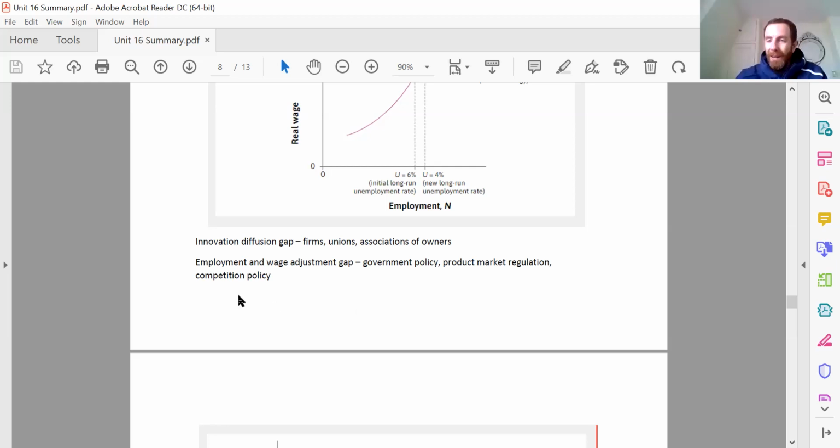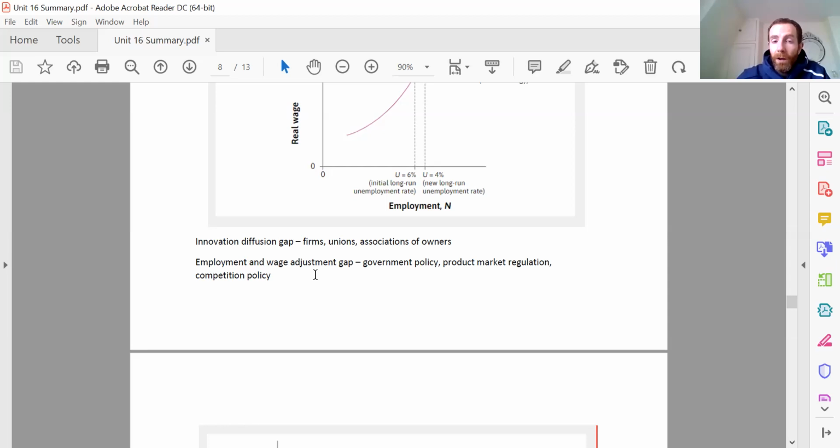So how easy is it for new firms to actually enter industries? That's what the competition policy is about. Product market regulation: are there lots of standards and bureaucracy around entering a market? So these things will have an impact on product market competition, certainly in terms of how quickly new firms can enter and how that's going to have an impact on employment.